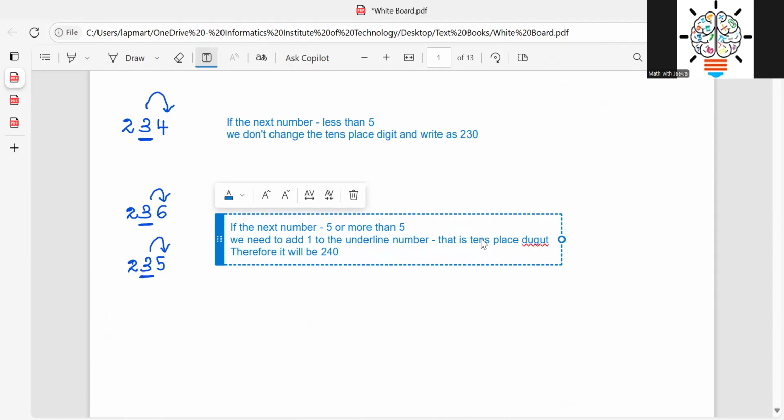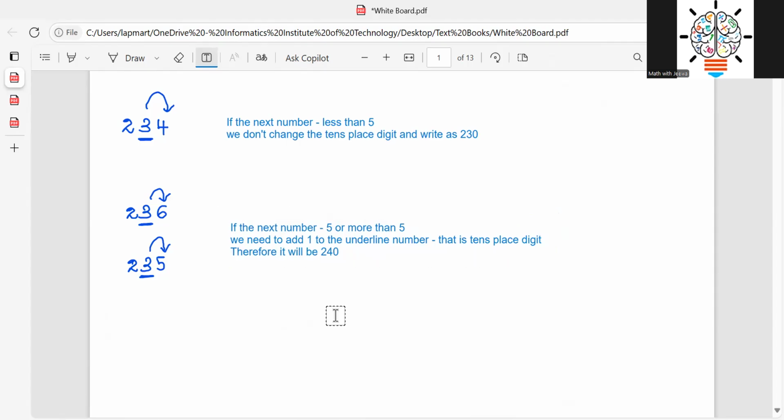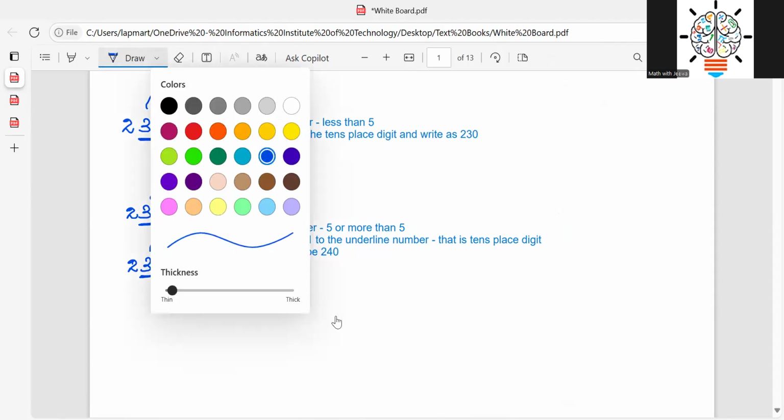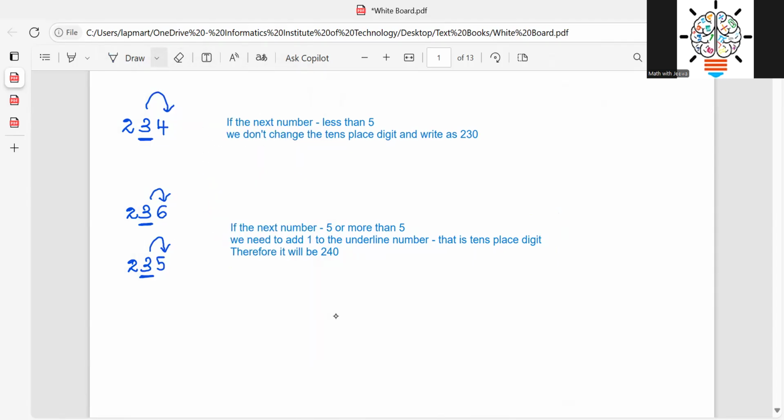If it is 235 or more than that, 5 or more than that, the next number, then we add 1 to the underlying number, right? So that is the tens digit. Therefore, it will be 240, right? So you can copy down these. I will take another example. I will segregate this so then you know that I'm talking about another example.